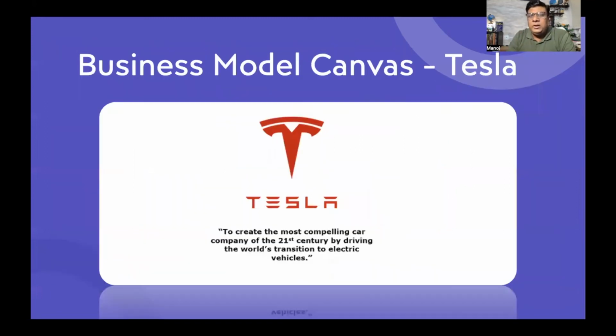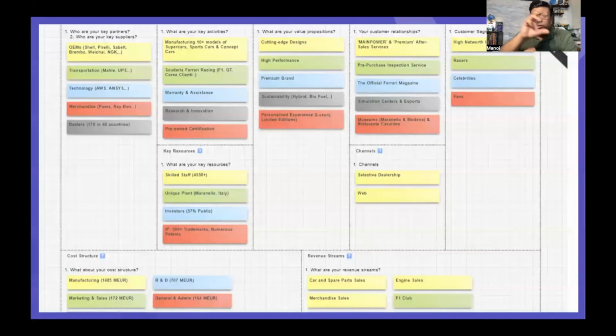The next example of the business model canvas we can talk about is Tesla. As you all know, the tagline is to create the most compelling car company of the 21st century by driving the world transition to electric vehicles. So the main focus is on electric vehicles. If I have to put this into the entire canvas, then again we have to gather all the information and put it in the segments there. So the key partners are there, value proposition there, customer segmentation there, cost structure there, revenue structure there. Gather all the information and fill in the details so that we have a complete understanding of how this organization works.